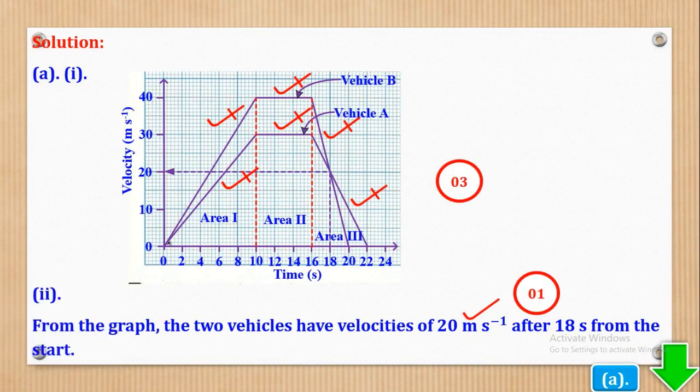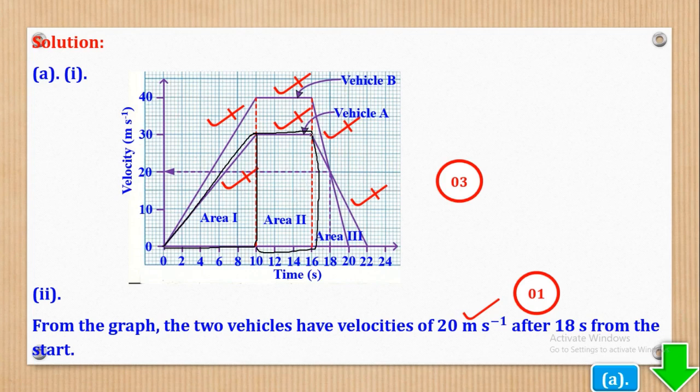the distance area 1 for A will be from here up to here, then that is a triangle, which will be base is 10 and height is 30, so the area will be a half times 10 times 30. Then from this, area 2 will be this rectangle, whereby the length is 6 and height is 30, therefore it will be 6 times 30.